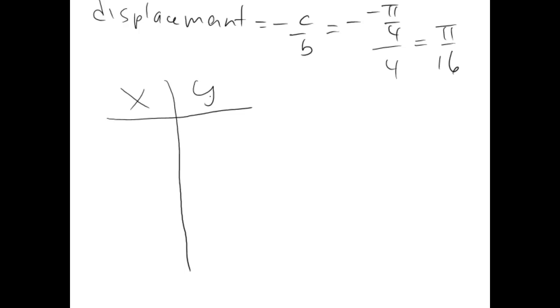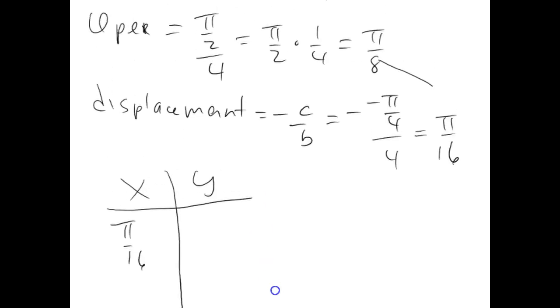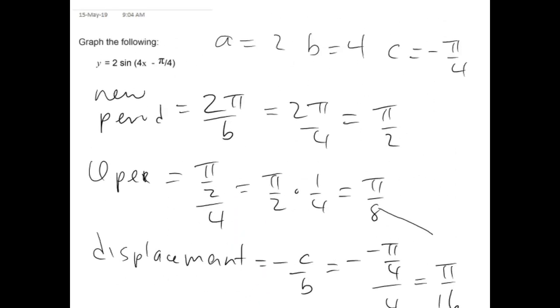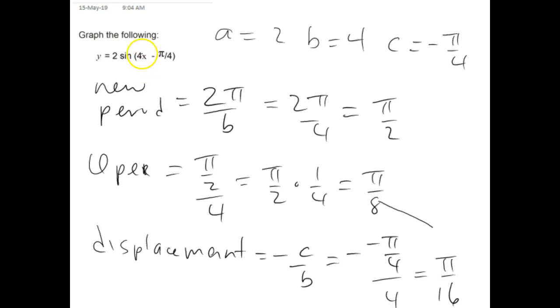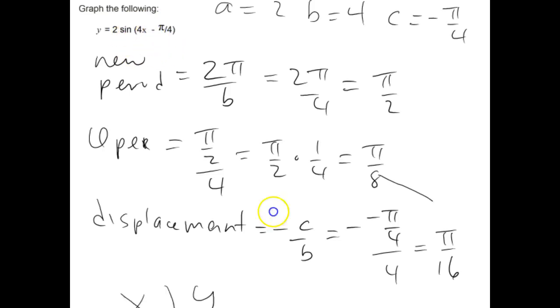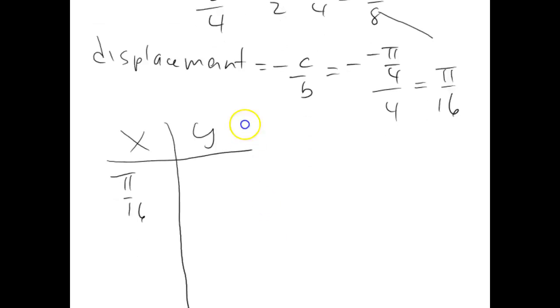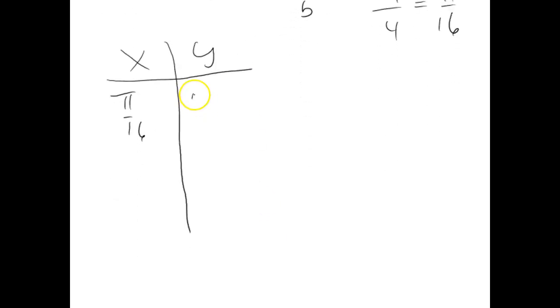The starting point was pi over 16. Where does pi over 16 go into? It goes into the original equation right here for the x. If you put pi over 16 into the x, you're going to get pi over 4 minus pi over 4. That is 0. The sine of 0 is 0. So now my first y point is going to be 0.